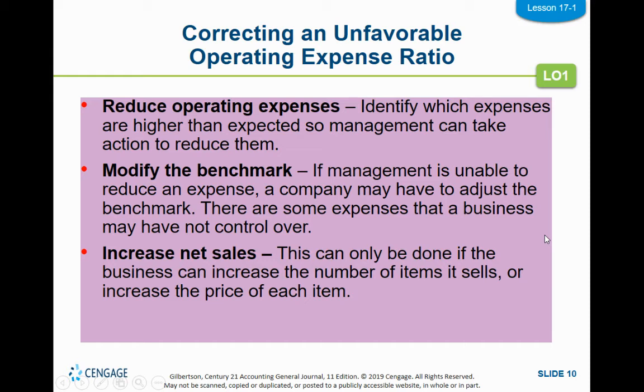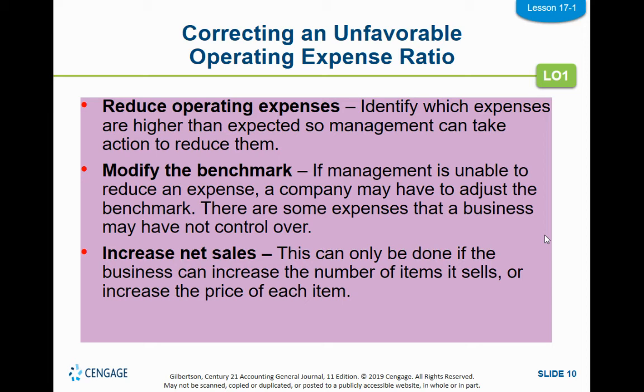So if you want to correct an unfavorable expenses ratio, you can reduce the operating expenses. Basically, you're going to look at what are the expenses that are higher than expected and what can you do to reduce them. You can modify the benchmark because, as I mentioned a little bit ago, sometimes some of those expenses are beyond your control. If the electric company raises their rates, even if you try to conserve your energy and turn more lights off or lower your heat or lower your air conditioner or do whatever, your rate might still be higher. And so that's something you really don't have much control over. So you might have to modify that benchmark a little bit.